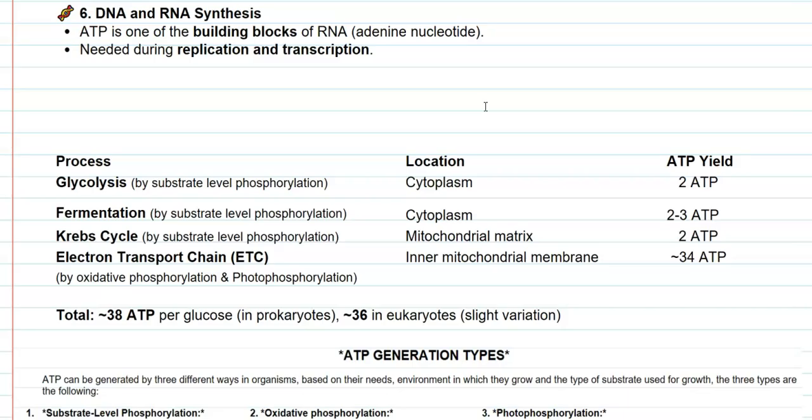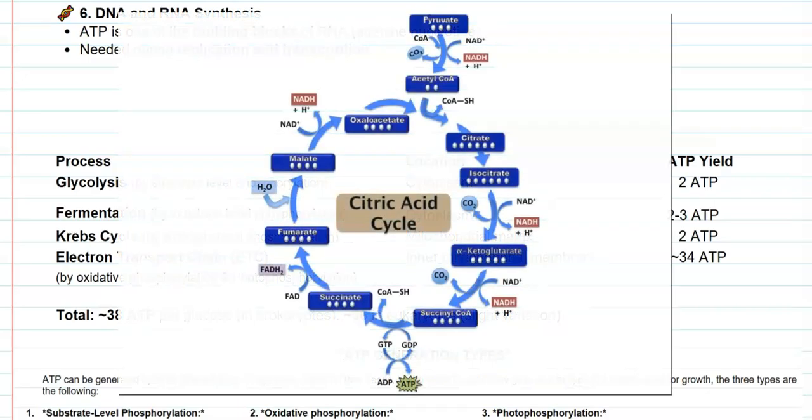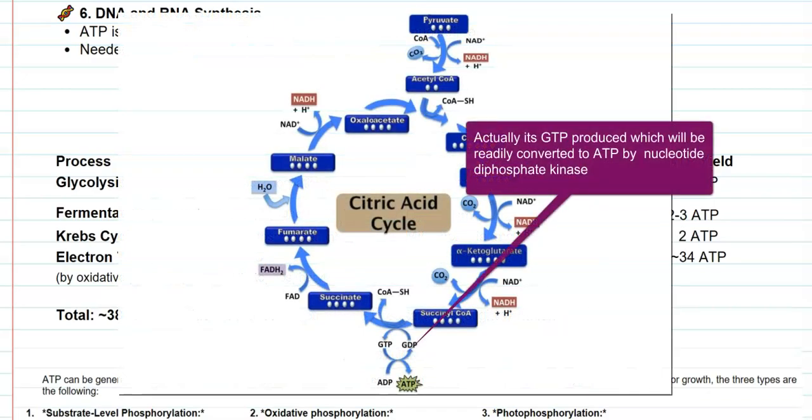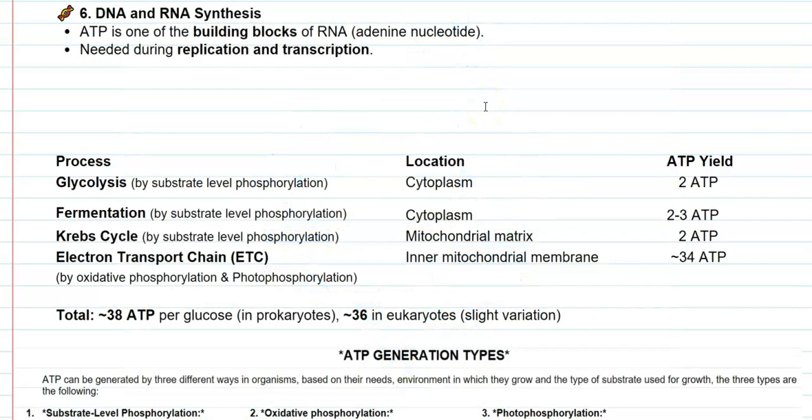Again, a 2 to 3 ATP yield could be obtained by this process. The next one is the Krebs cycle, which is a follow-up cycle of glycolysis. Here also, in a step, ATP is produced by substrate level phosphorylation. It commonly takes place in the mitochondrial matrix, or sometimes in the cytoplasm of prokaryotic cells. Here the quantum of ATP generated is only 2 ATP, especially by substrate level phosphorylation.